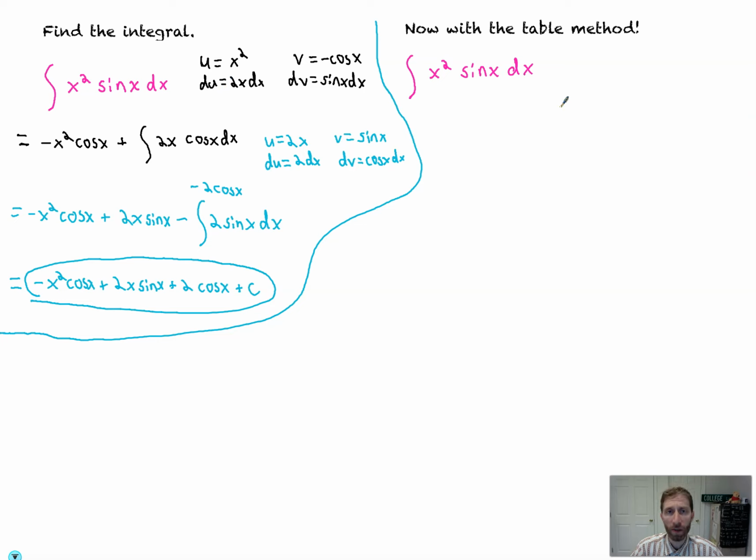So here's what we do. You're still picking your u and dv parts. That doesn't change. So you set up the table.